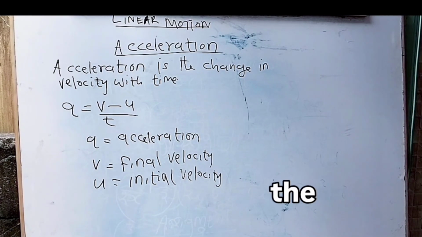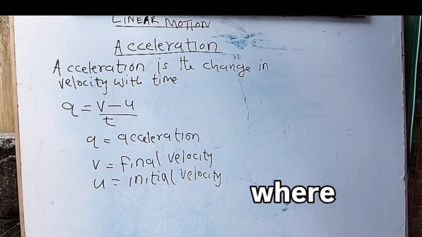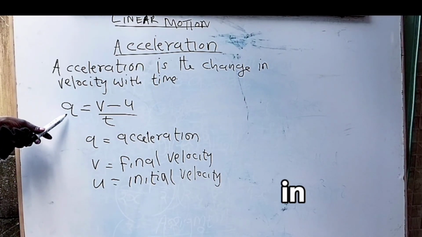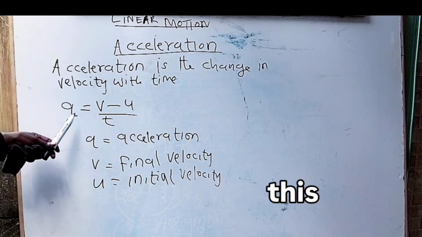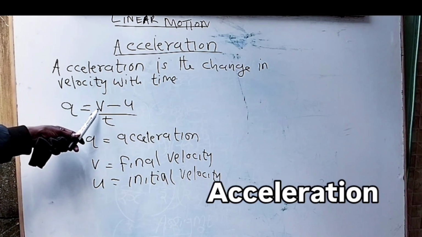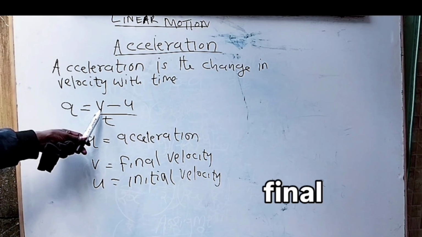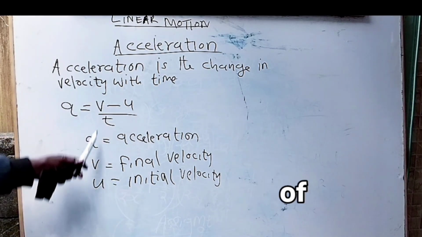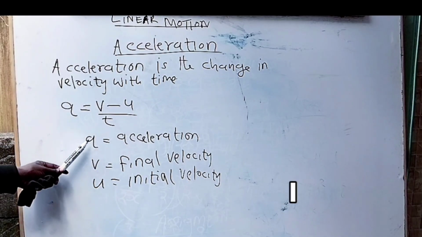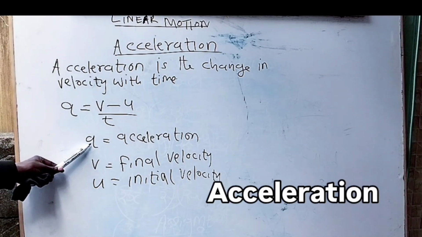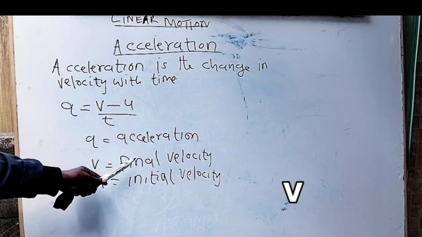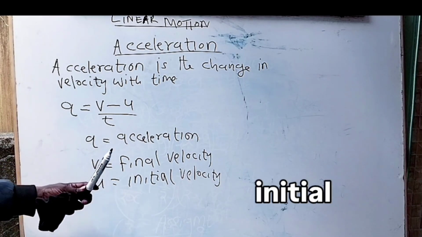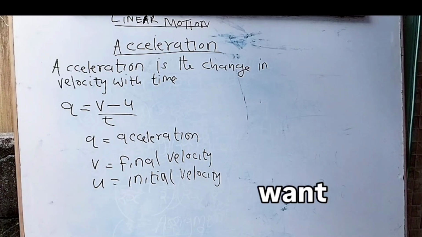As you can see, I've written there the formula for finding acceleration, where acceleration is the change in velocity with time. This is the acceleration formula. Acceleration is equal to final velocity minus initial velocity over change in time. I have the explanation here. A is for acceleration, v for final velocity, and u for initial velocity. We want to look at an example.